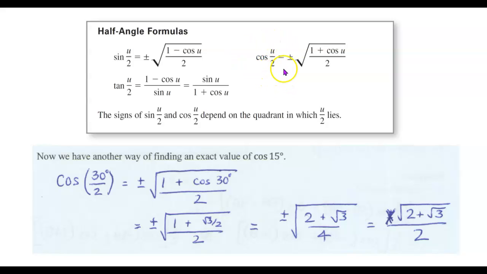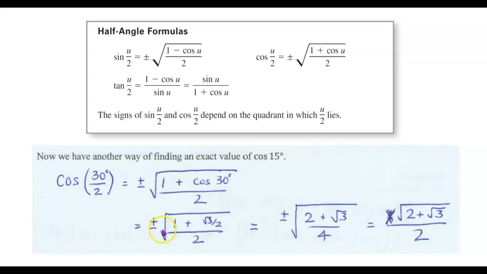So according to this half angle formula, with the part of u being played by 30 degrees, the cosine of 30 degrees over 2 would equal plus or minus the square root of 1 plus the cosine of 30 degrees over 2. Now we know exactly what the cosine of 30 degrees is. At least I know what it is. If you don't remember, you can check it on the unit circle. It's the square root of 3 over 2.